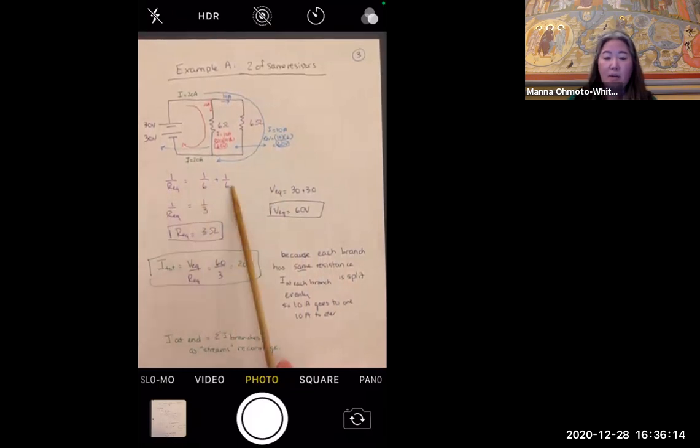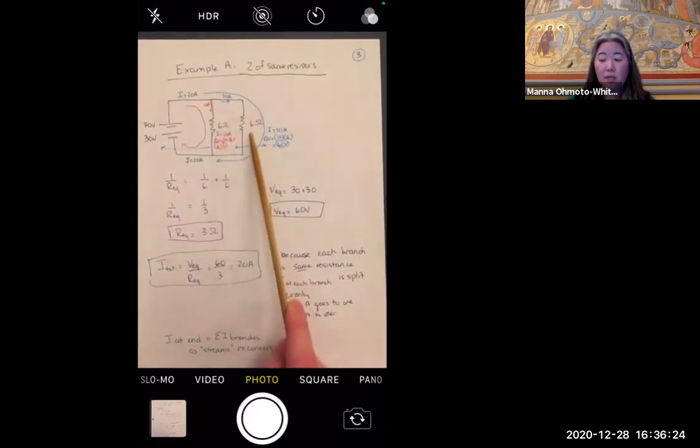But because these are in parallel, I don't just add 6 plus 6. 1 over my REQ is going to be equal to 1/6 plus 1/6, right? 1 over this and 1 over this. So 1/6 plus 1/6 is equal to 1/3. So my 1 over my REQ is equal to 1 over 3. I have to flip both, take the reciprocal, and so I get my REQ is equal to 3 ohms. My VEQ, always simple, all I have to do is add these two together, so my VEQ is 60. Now that I have my VEQ and my REQ, I can find my current, which is 60 divided by 3, or 20 amps.